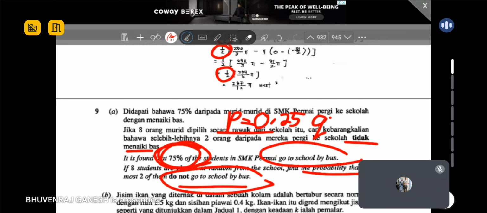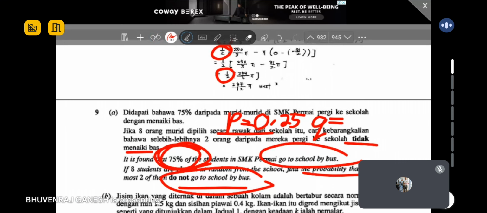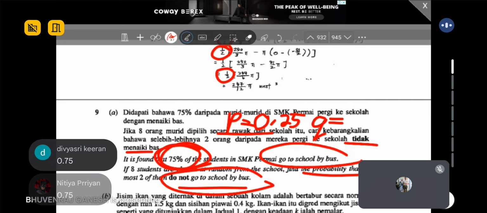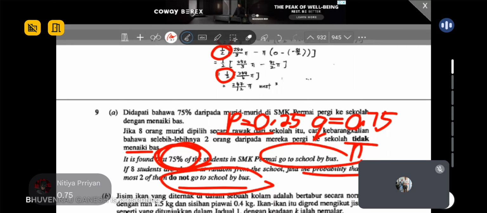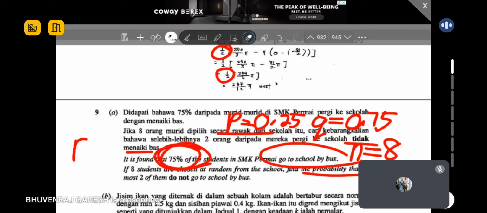So what is the q value, guys? Apa nilai q? How many? You should get, yes, 0.75. Very good. What is your n value? May I know? Nilai n? Yes. R value? What is your range for R? At most. Selebih-lebihnya. So what is the symbol?